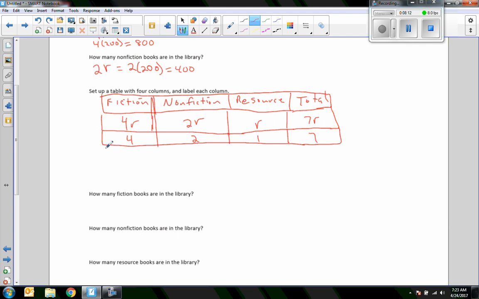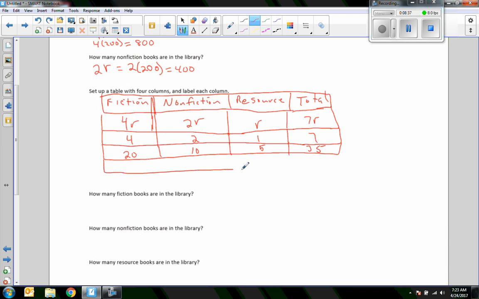If we substitute another value in for R, let's say 5. Say there were 5 resource books. So if I put a 5 in for resource right here, 2R would be 10, 4R would be 20, and the total would be 35. We can continue this.